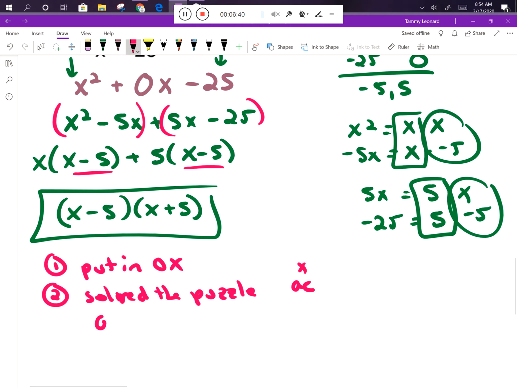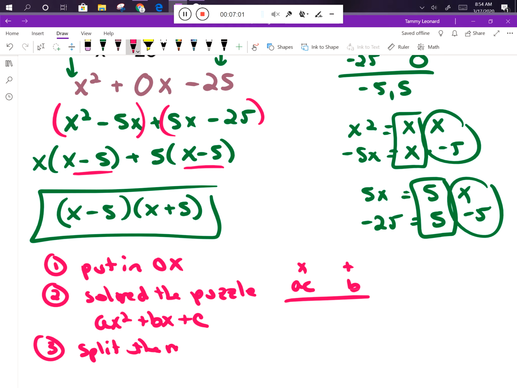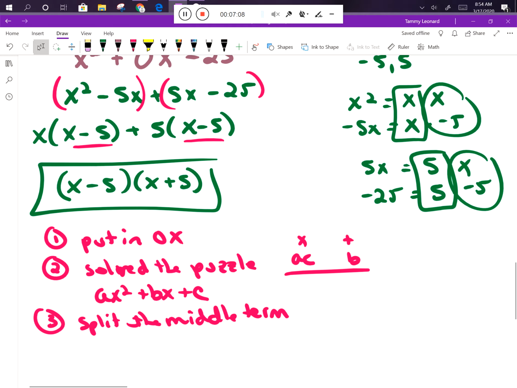Well, normally we have ax squared plus bx plus c. That's the form that we're in for our quadratic trinomial. So what multiplies to make AC and what adds to make b? That's the puzzle that we're solving. Step 3 was to split the middle term according to the two numbers we found in the puzzle.